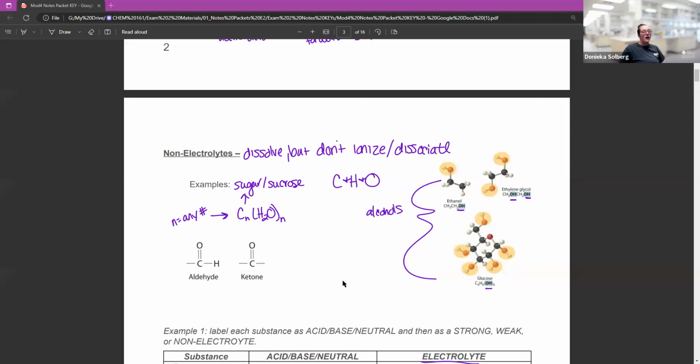All right, so I would like you to try example number 1, label each of those substances as acidic, basic, or neutral, and then if they are strong, weak, or non-electrolytes. So remember, acids are going to be things that start with an H. Bases are going to have an OH minus at the end, or they might have a nitrogen in there with hydrogens. And then you can tell me if they're strong, weak, or non-electrolyte. So pause it and give it a try.